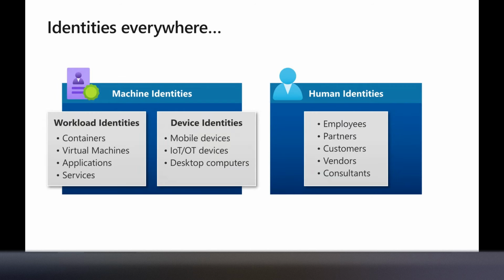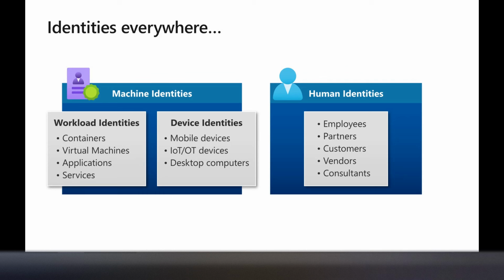Okay, so first of all, what are identities? Identities are everywhere. This is a big deal these days, identity management. And there are two types of identity. Human identities, where it's a person, an employee who works for a company and has their own identity. They may be partners, customers, vendors. So these are what they call human identities.